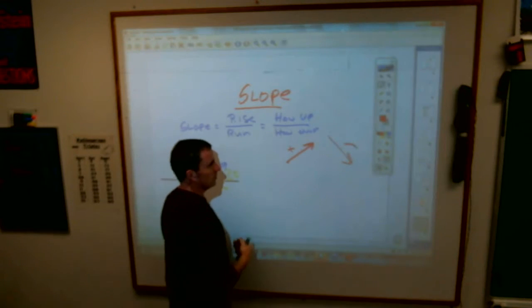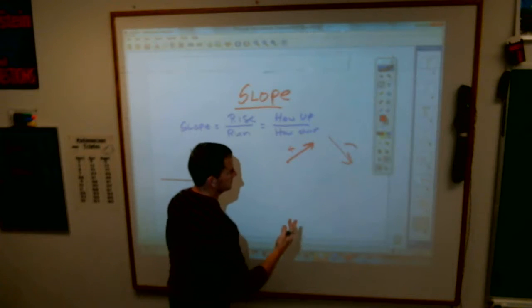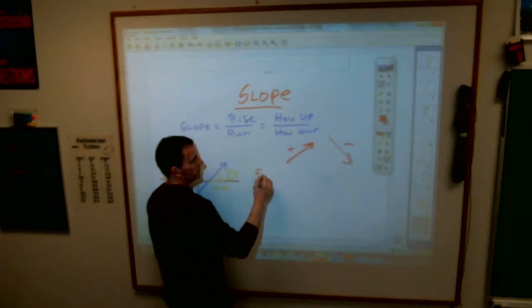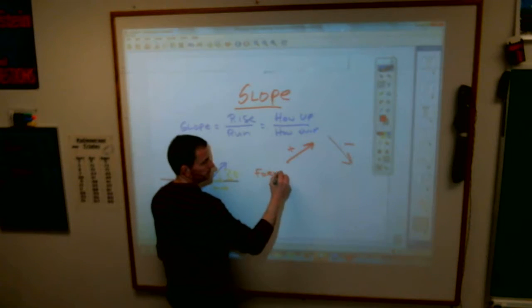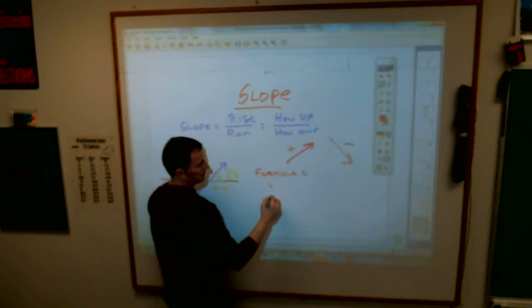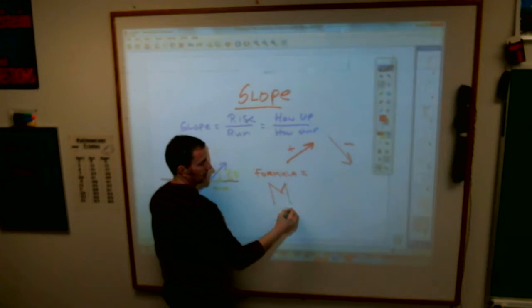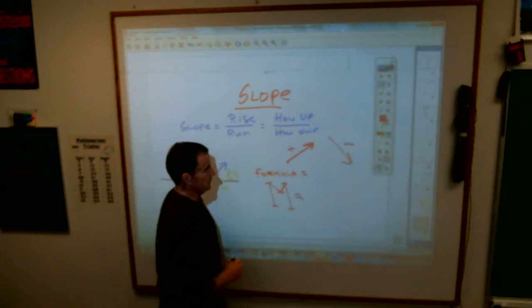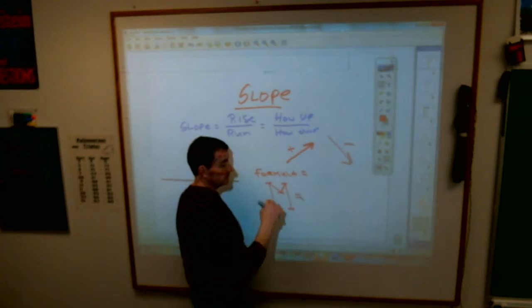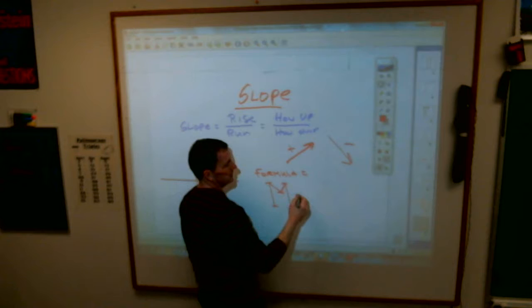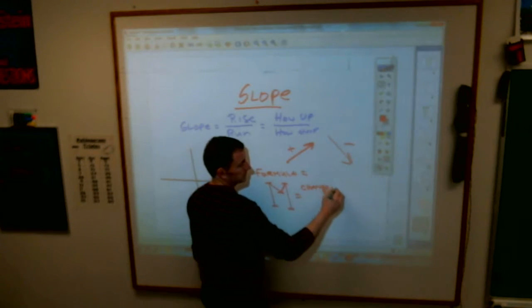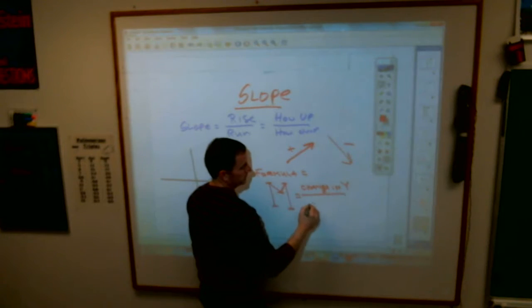Now, with that being said, not always are you going to have to count things. There is a formula for slope. Write this down, the formula. And by the way, slope in math a lot of times is the letter M. M is what we use for slope. And the slope is, because it is how far up something is, really the change in Y over the change in X.